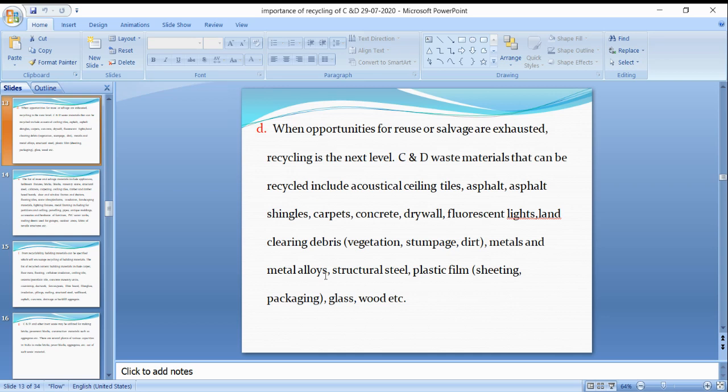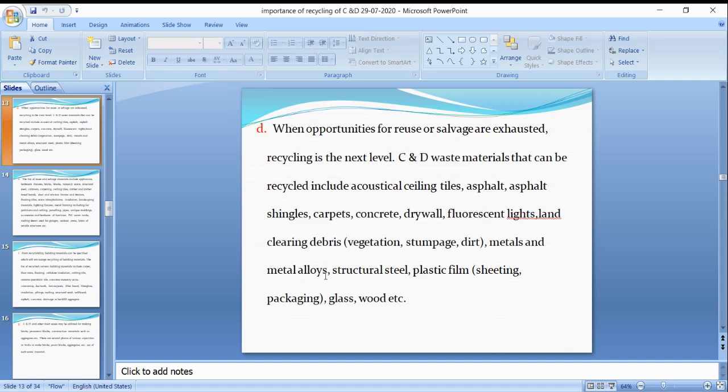Any drywall, fluorescent lights, land clearing debris. If you want to construct there, we will first clear the land itself, so we will get all the debris, vegetation, a lot of trees and all those. So any dirt, all dirt will be there. And the open land, if you are going to construct any building, then if you see that land, it will not be clean itself, we have to clean. So at that cleaning, we will clean all the debris over there.